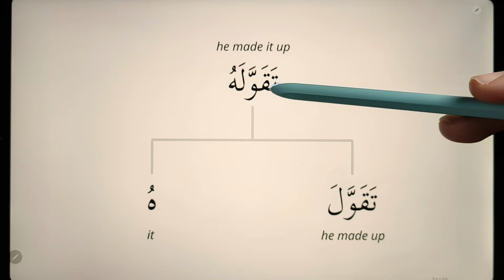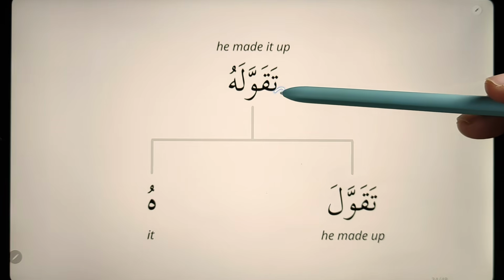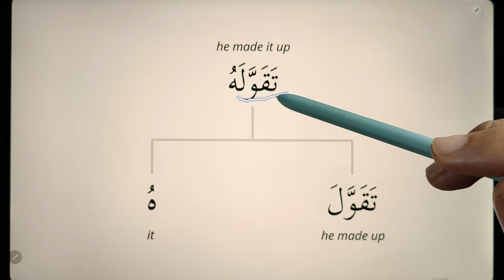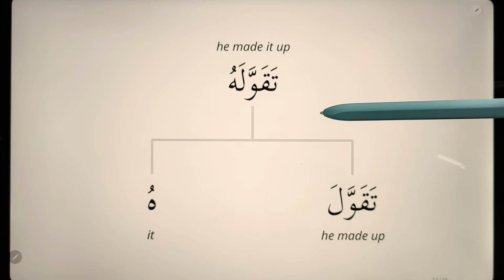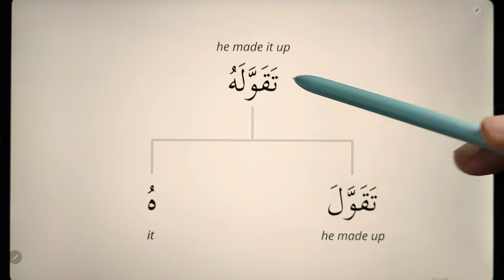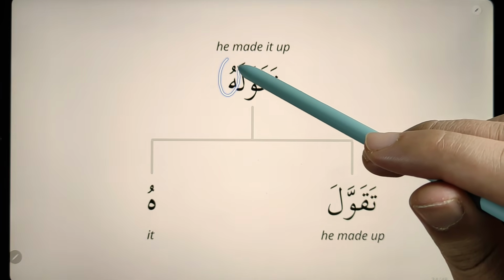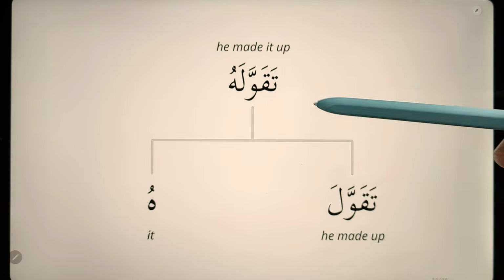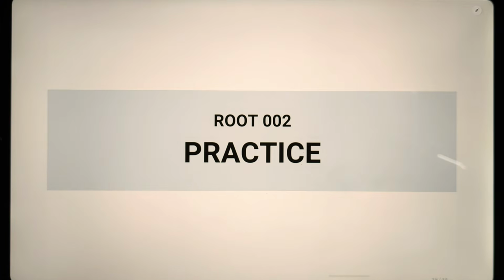The second word, تقوله. تقوله is made of 2 words. The verb تقول, which we said means he made up or he fabricated, and ha means it or him. So تقوله means he made it up. Let's now do some exercises.